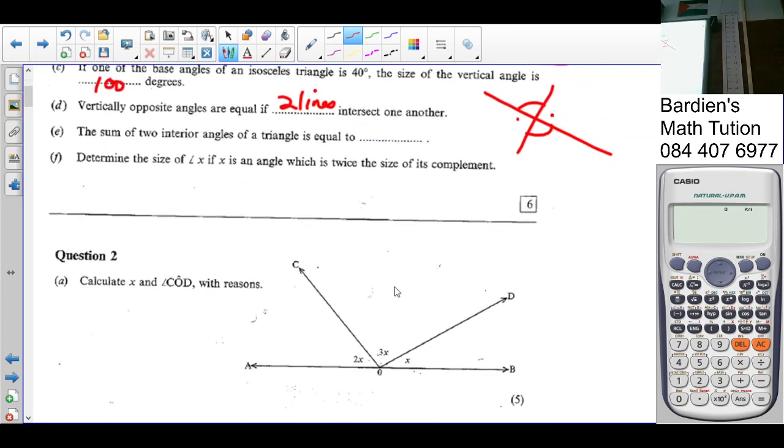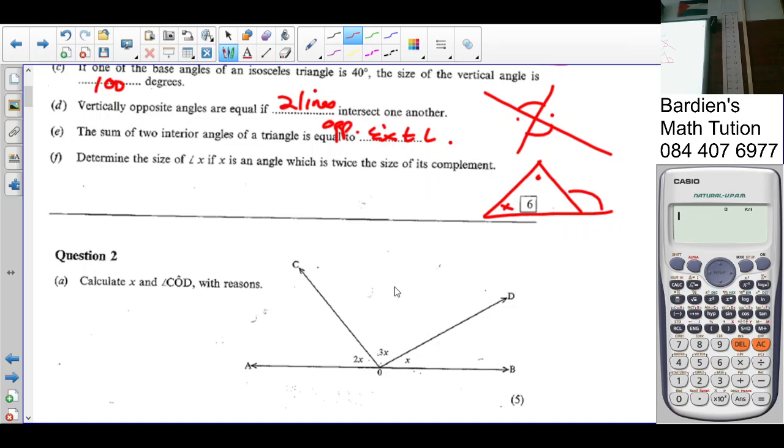Next question. The sum of two interior angles of a triangle is equal to the exterior angle. It must be the opposite exterior angle. No? It was the opposite. Opposite exterior.